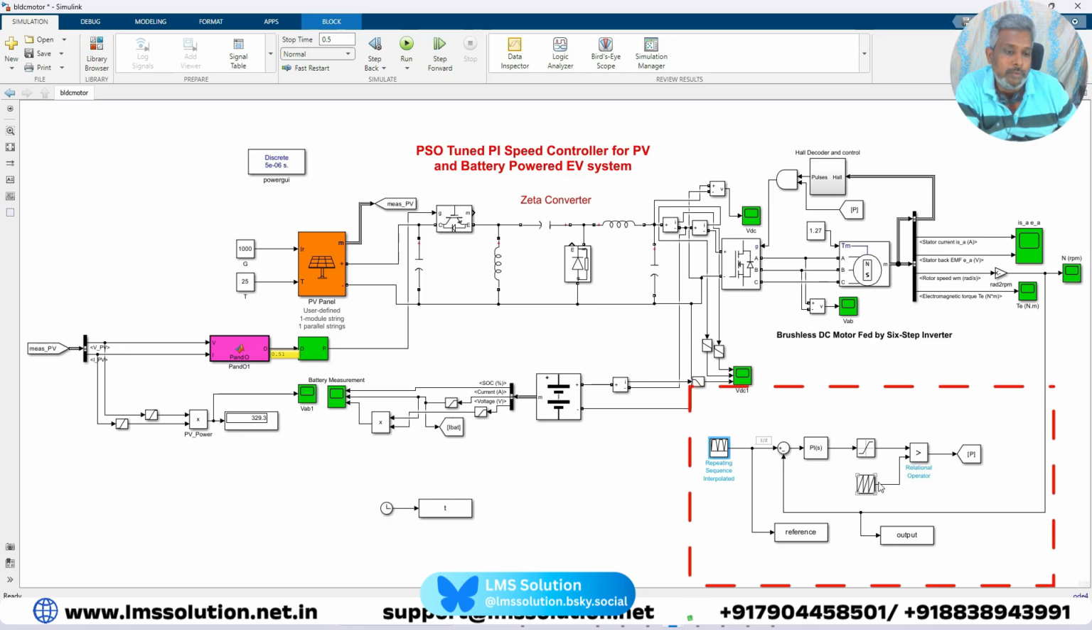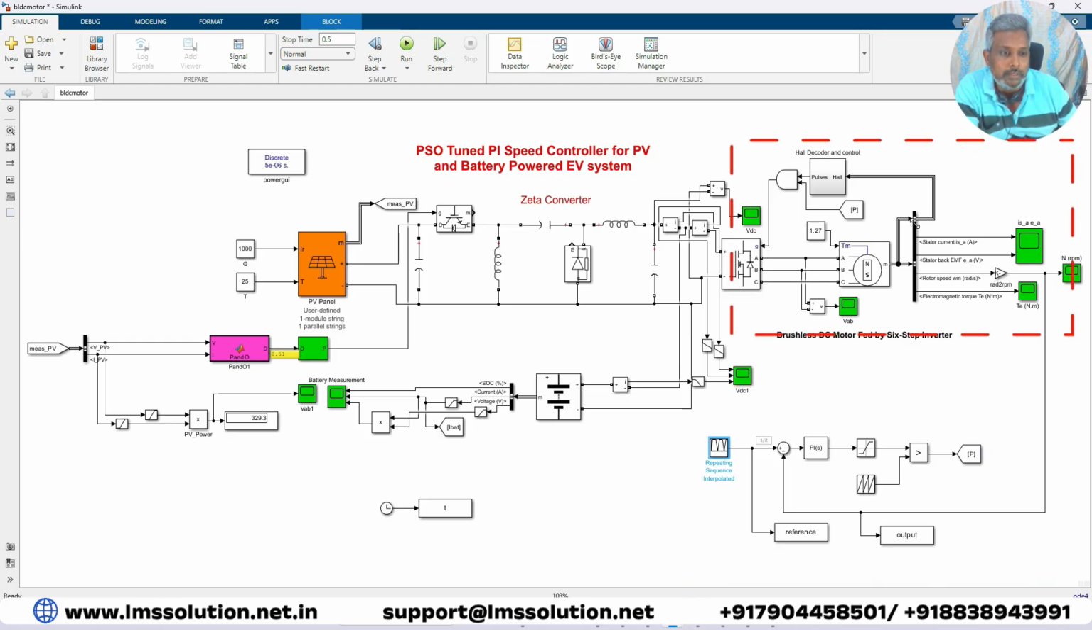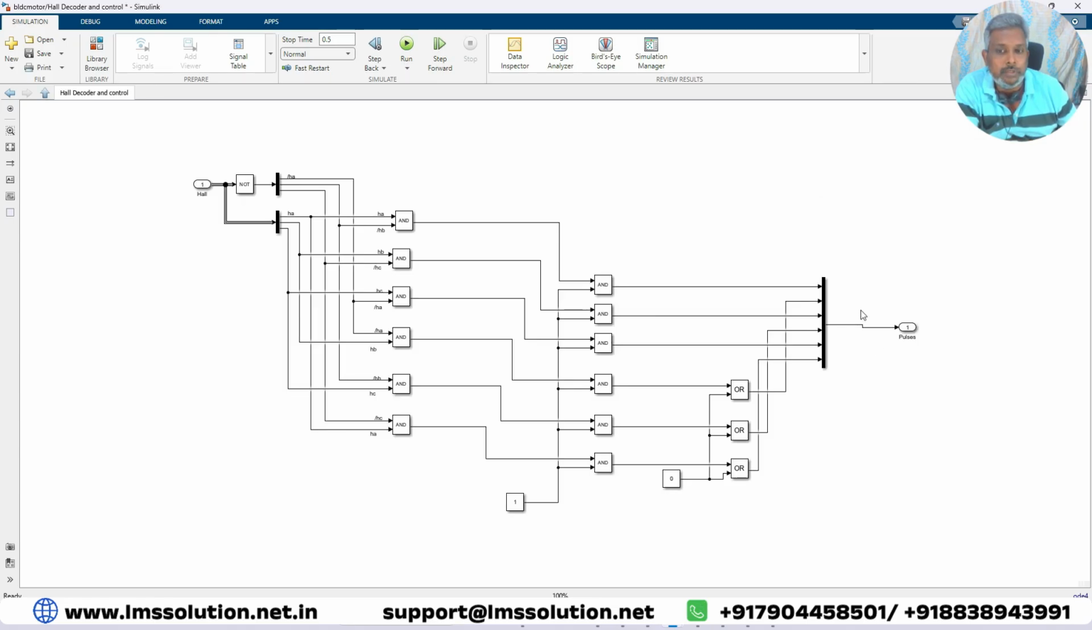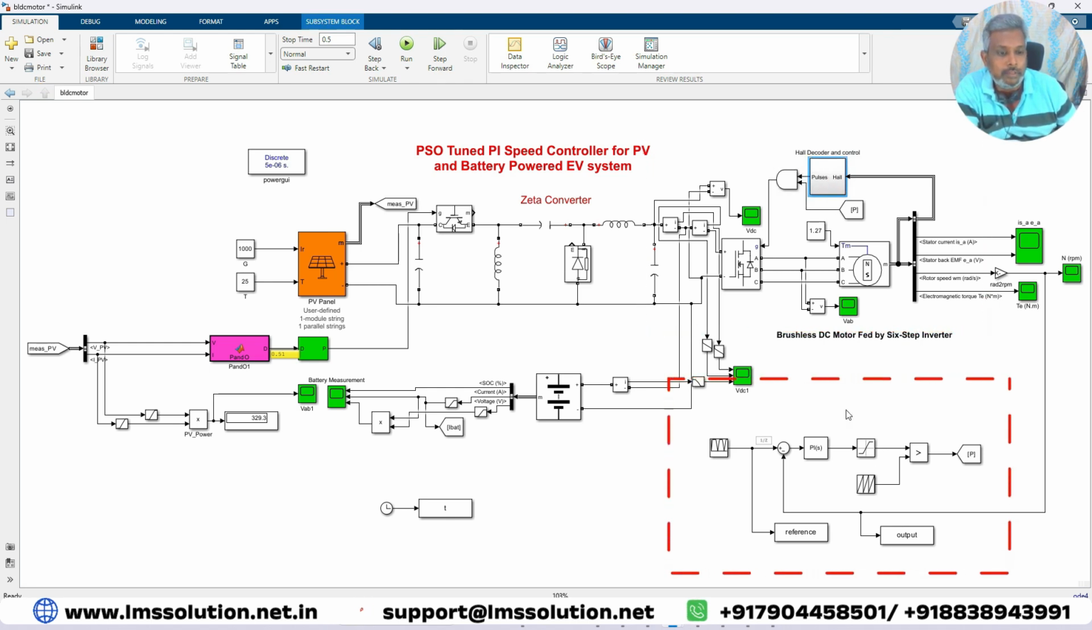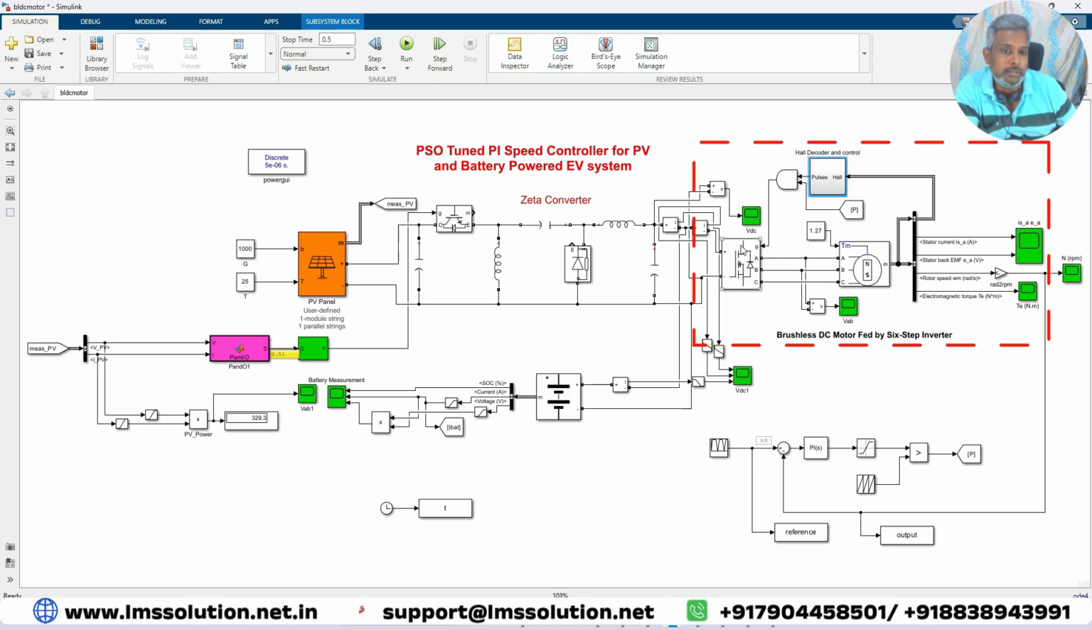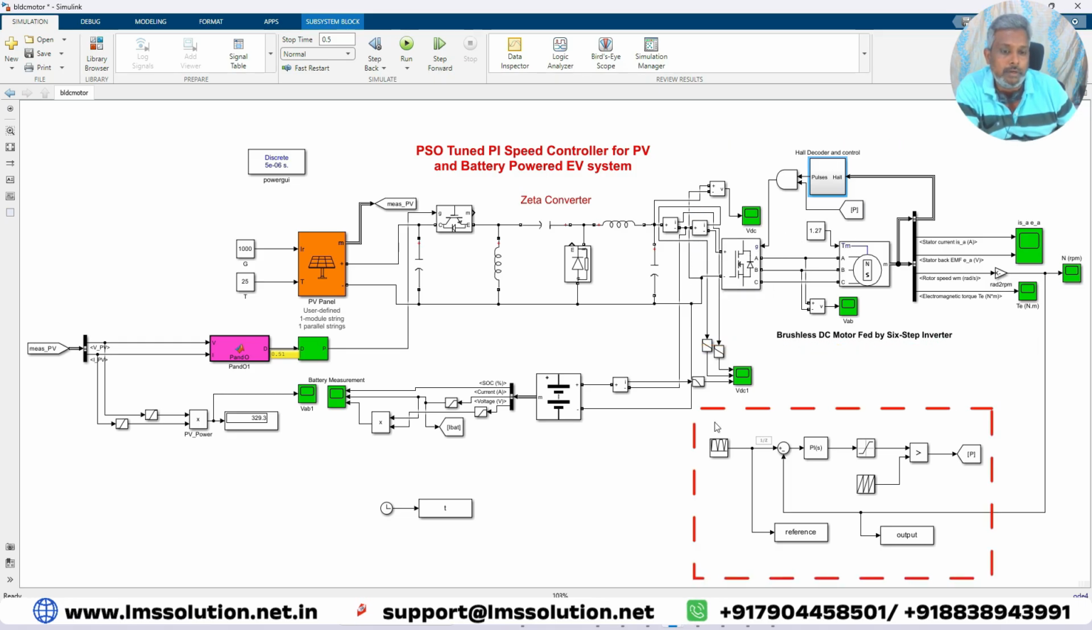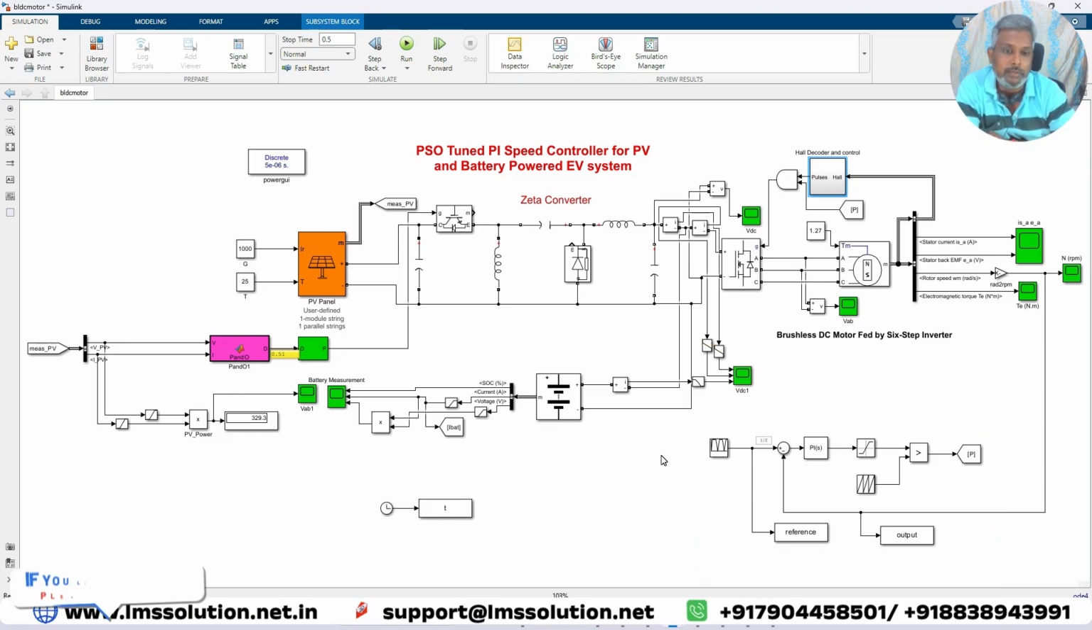Then the output will be compared with the repeating sequence sawtooth waveform, and it will generate the pulse. Next thing, here we need to measure the Hall sensor. The Hall sensor will be converted into switching pulses, and finally the Hall sensor and inverter control will generate 6 pulses. That will be combined with the speed control pulse from this portion, and finally it controls the voltage source inverter of that EV motor. Automatically it will control the speed according to the throttle command or reference speed command. This is the overall structure, the overall operation.